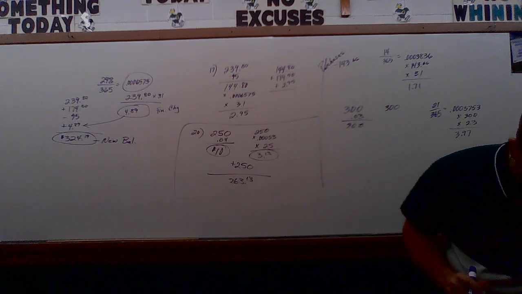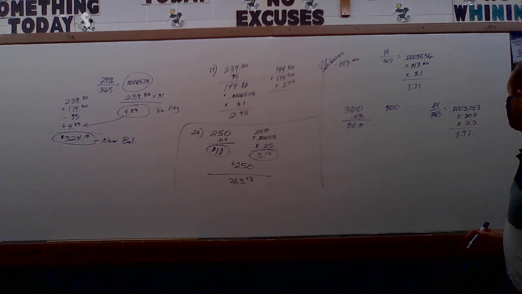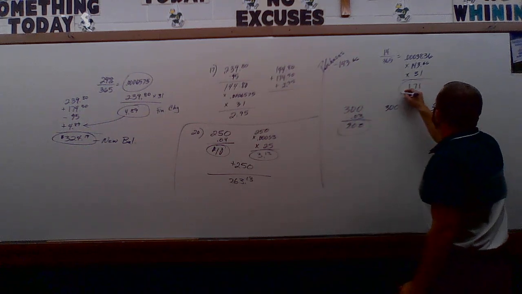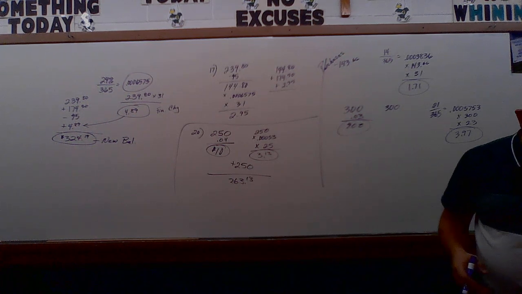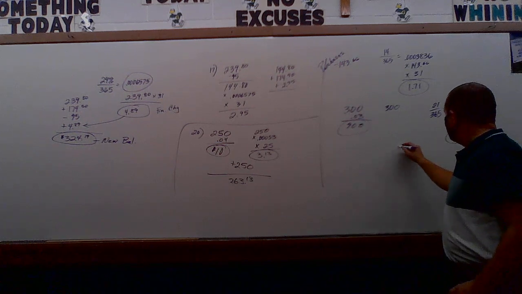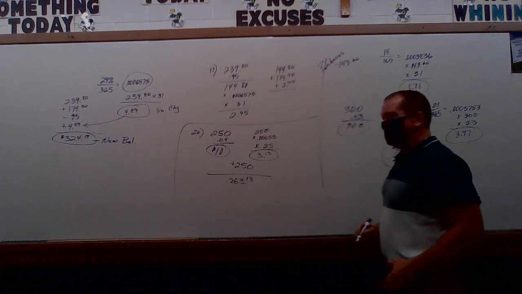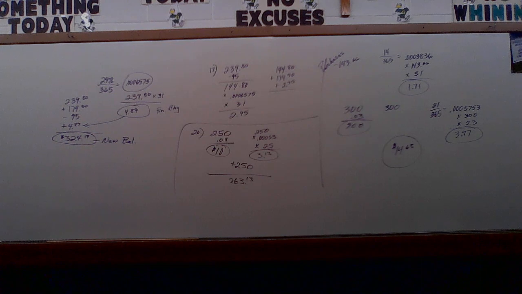So then what does it say? What are his total finance charges? So my total finance charges are this, this, and that, and I would add them all together. So 3.97 plus 1.71 plus $9 gets me $14.68. So those are the fees and the finance charges that I was charged for that month.